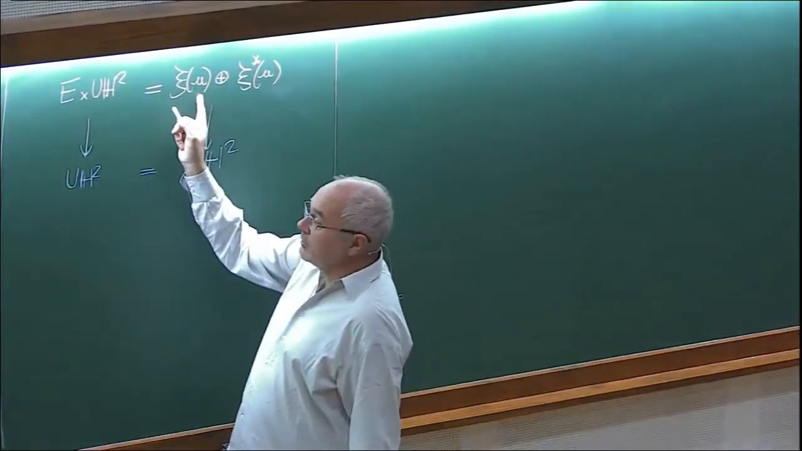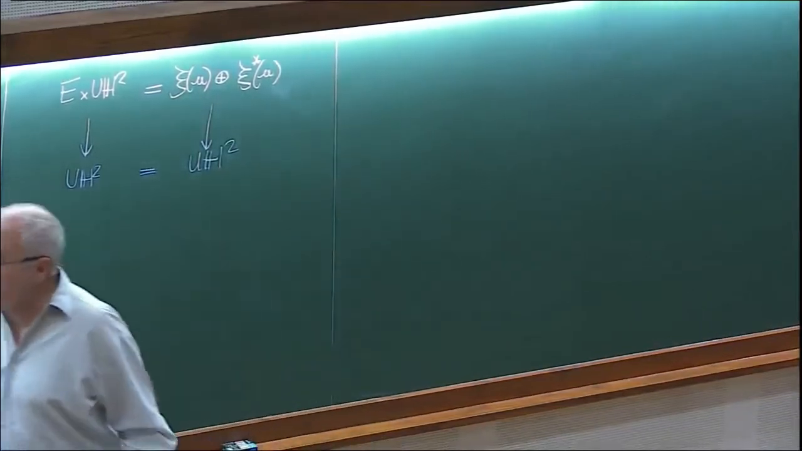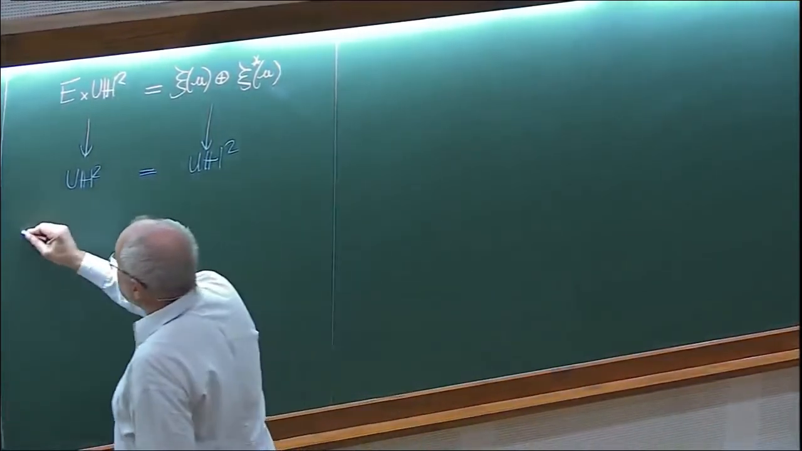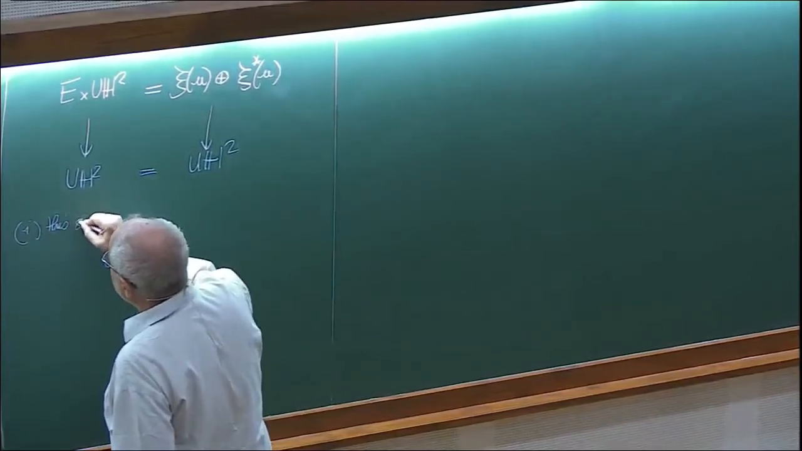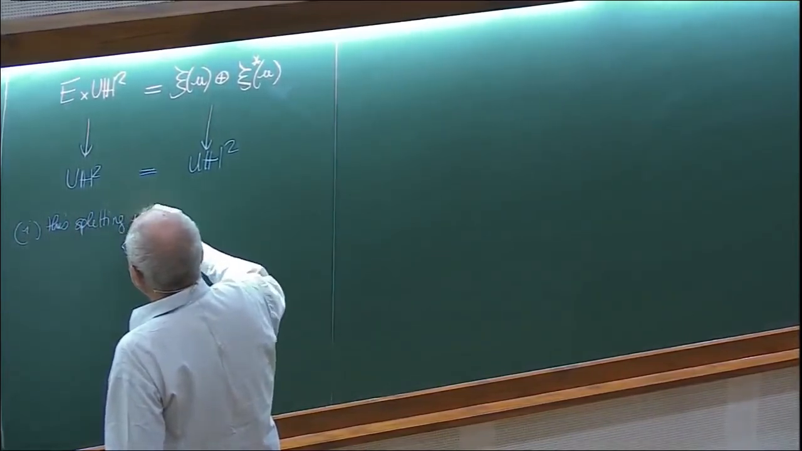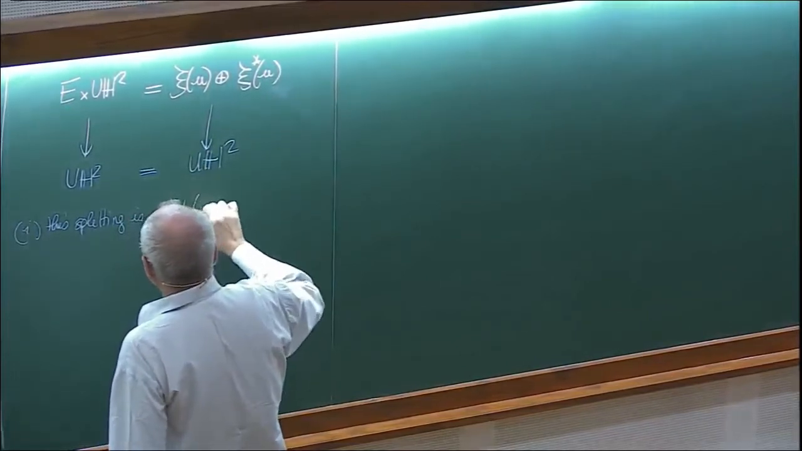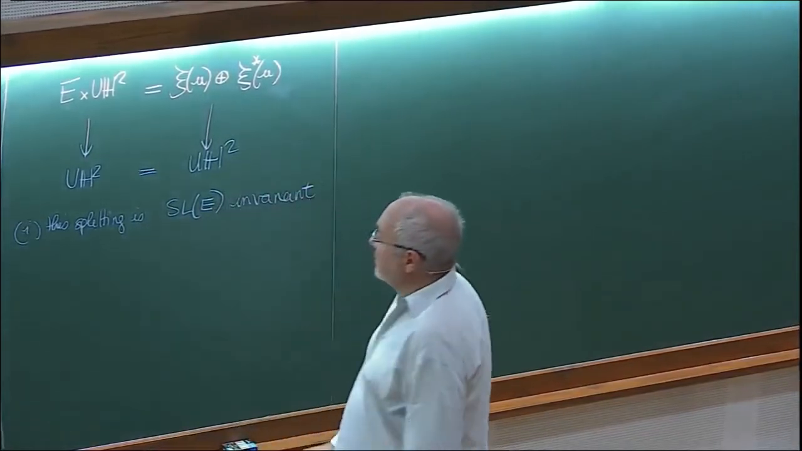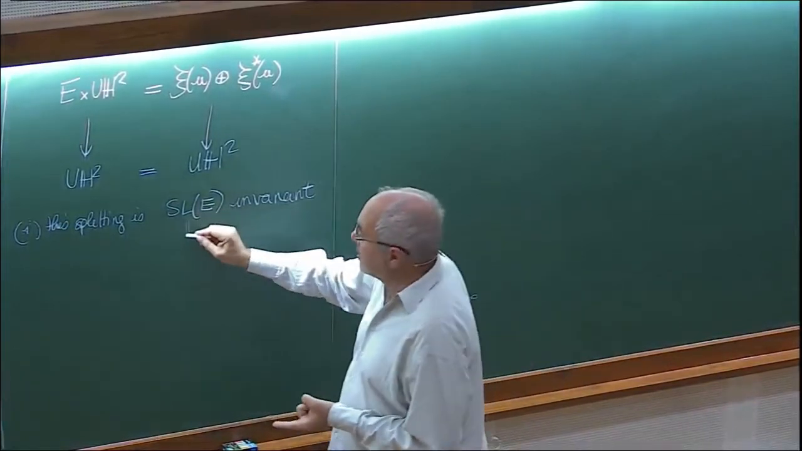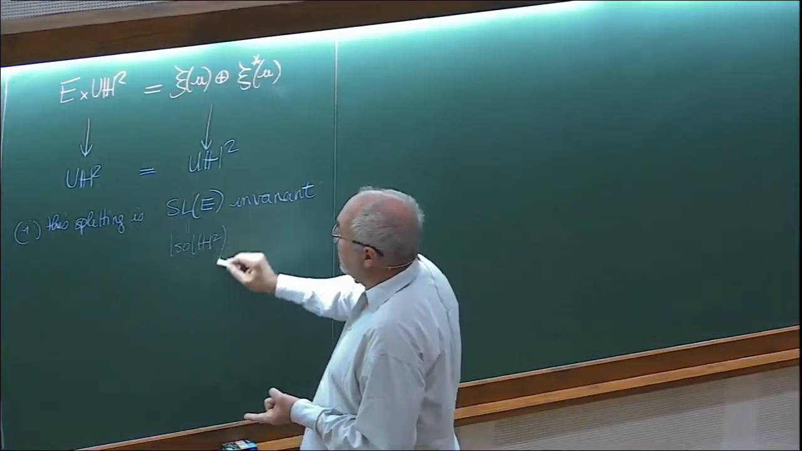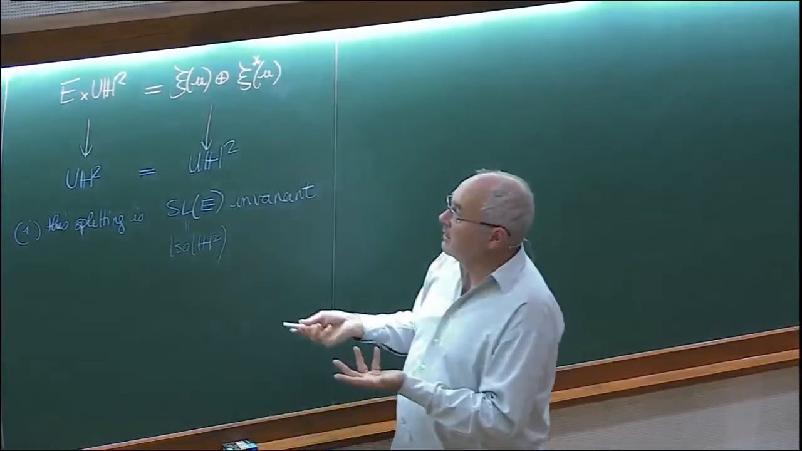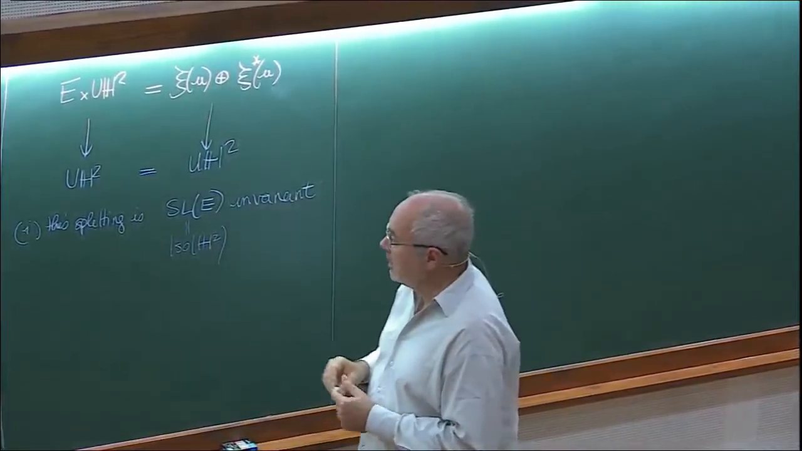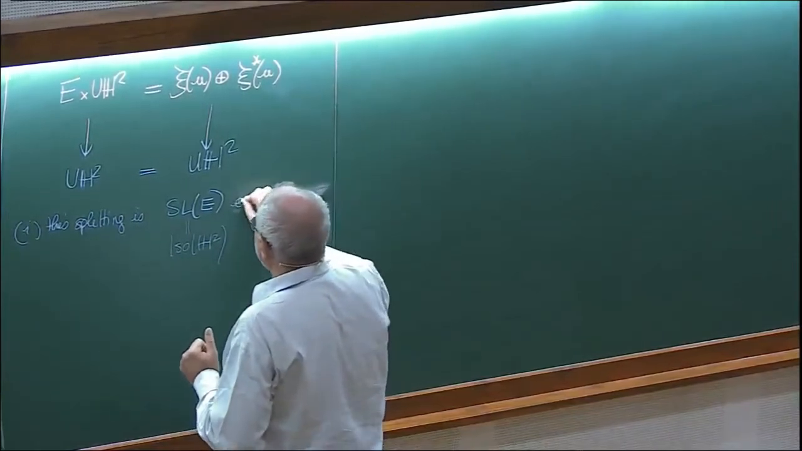Because for each point, so what is Xi of U as a bundle? For each point in U, I describe a line in U, so I really have this splitting. So what can you say about this splitting? So first, the splitting is SL of E invariant. Meaning that this is a group action on H2. And if you make this act by the diagonal action here, then this splitting is invariant. Equivariant.